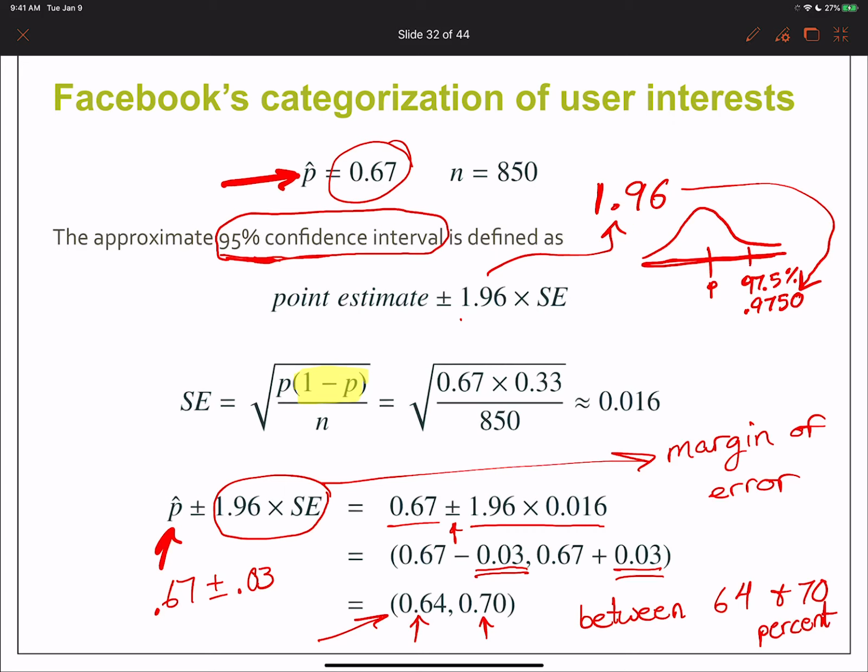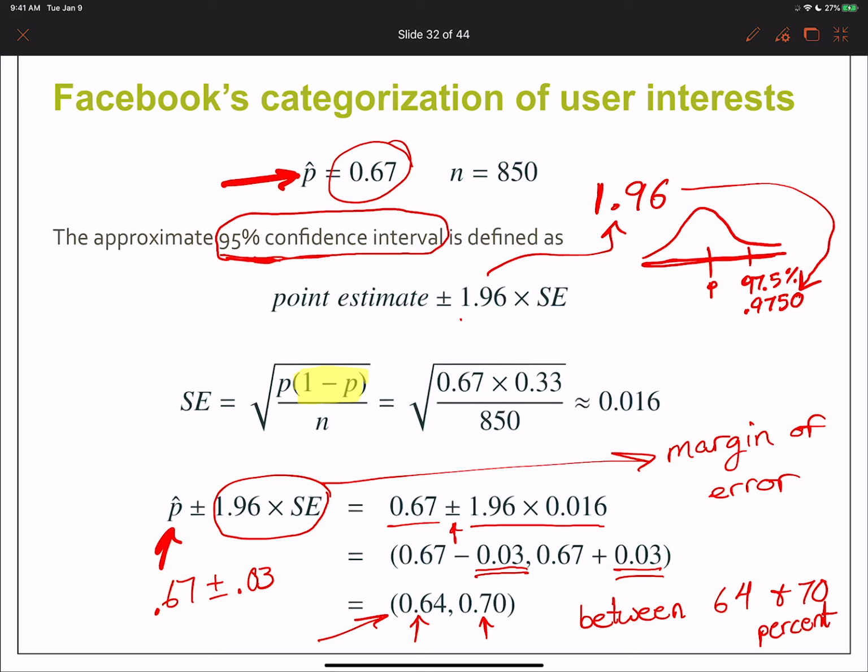I think, Professor, her question has a little bit to do with mine, just to make sure we're on the same page. Once we do the 0.67 times the 0.33 divided by 850, whatever you get from doing that, then you square root, and that's how you get the 0.016, correct? Yes. So you do everything that's inside of there, and then you take the square root of it at the very end.